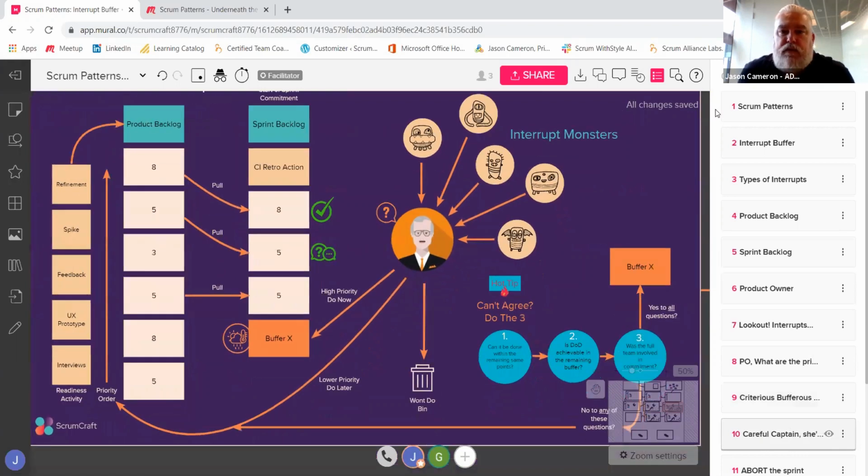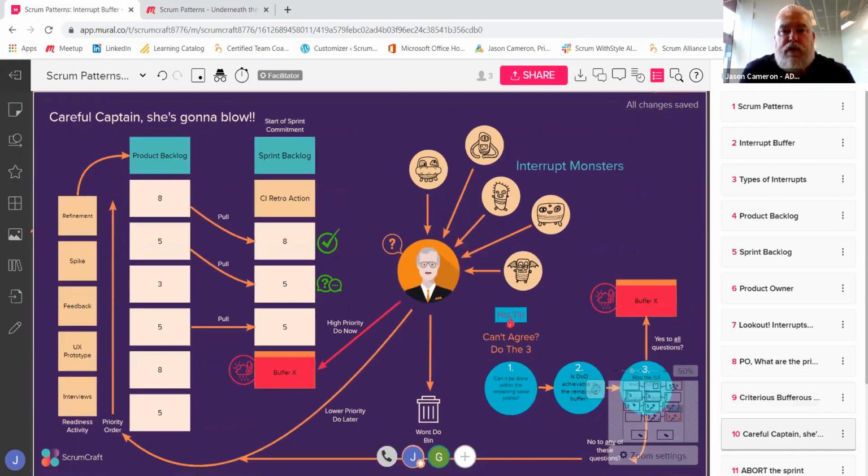All right, careful, Captain. She's going to blow. What do we do when the buffer is getting full? So we've accepted some change, but there's a change that's likely to blow the buffer. It's likely to fill the buffer or go even just 1 point above the buffer capacity. What do you think that we would do?